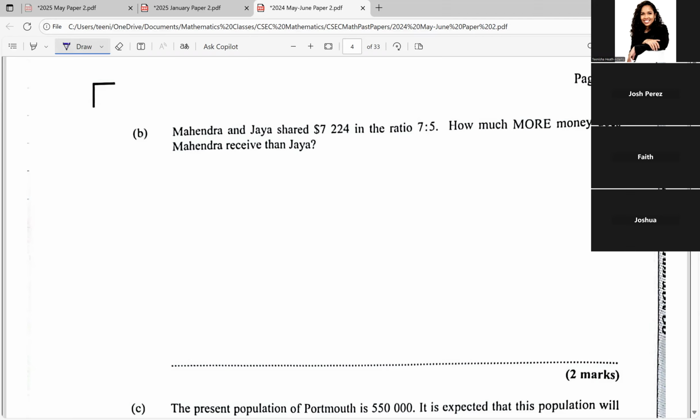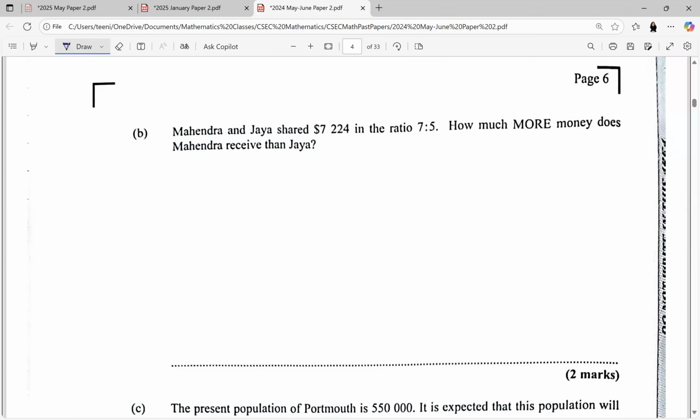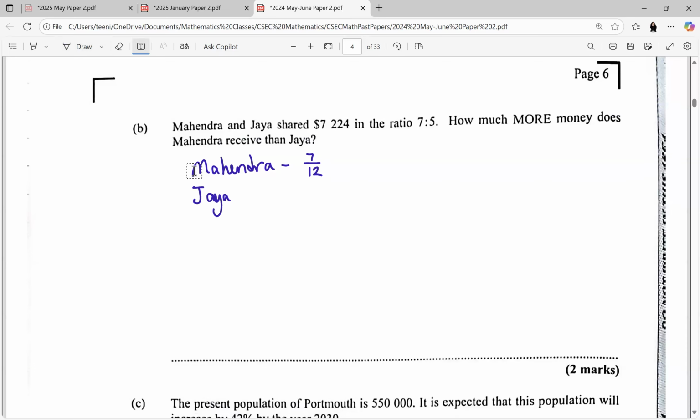And the fraction that Jaya receives is 5 over 12. Josh, Perez, and Joshua, do you all understand why? It's 7 over 12 for Mahindra and 5 over 12 for Jaya. Yes, please. Okay. Josh, what about you?